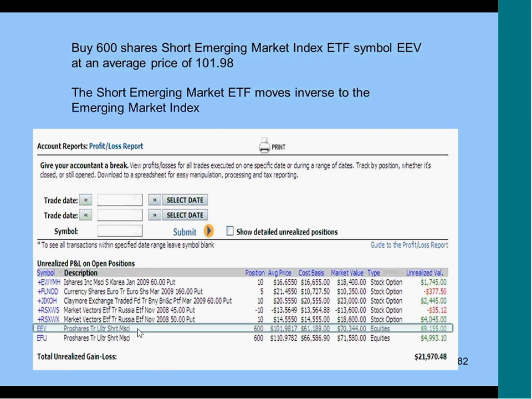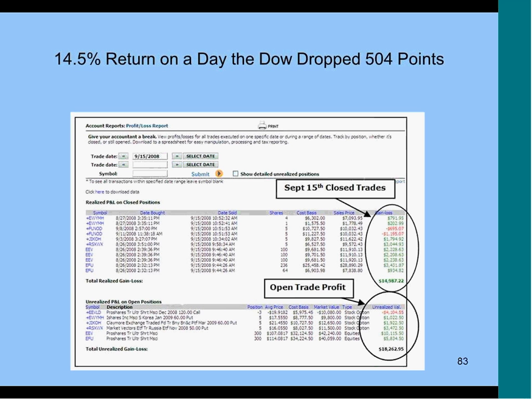And here's a snapshot of one of my portfolios. This was on September 15th, 2008. And on that day, the Dow dropped 504 points. And I closed out trades that day totaling over $14,900 in profits after commissions. And I had an open trade profit of $18,262. So I had a 14.5% return on the day that the Dow dropped 504 points. So that shows you the advantage of taking these short positions during down markets.